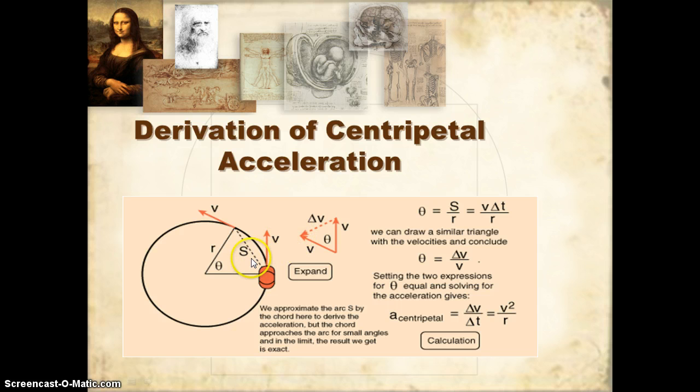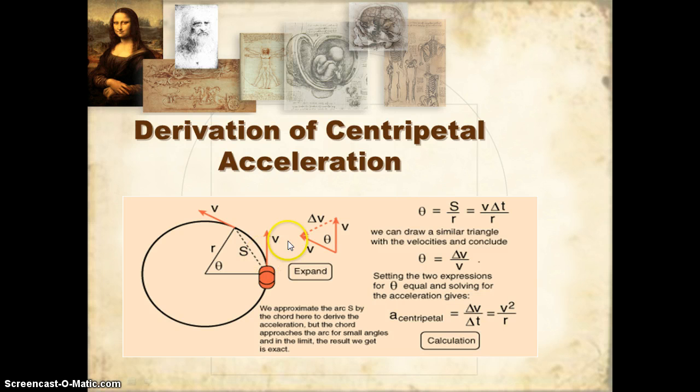We can also draw another triangle here, represented by the two radii. This would be a radius of the circle, this would be a radius of the circle. This chord is called S, or the arc length. For fairly small angles of theta, this chord is actually equal to the arc length, in other words, the distance that the object went from V1 to V2. For small angular displacements, that's true.